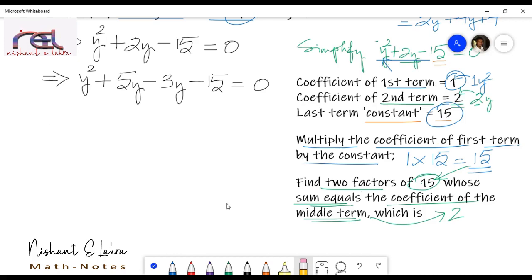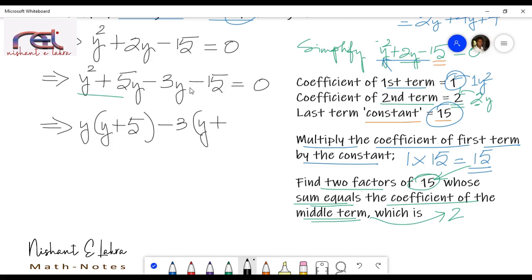Now what is our next step? Our next step is to find the common values between these terms. In y square plus 5y, what is common there? y is common, right? What is common between 3y and 15? 3 is common, and in the brackets 3 into y would be 3y, minus into plus is minus, and 3 fives are 15, equals 0. It's quite simple.